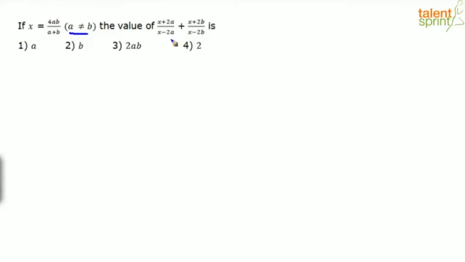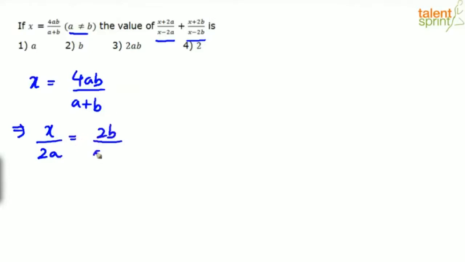Asking us to find the value of (x plus 2a) by (x minus 2a) plus (x plus 2b) by (x minus 2b). Let me give an idea on how to solve it using the conventional method. We have x equals 4ab by a plus b. Let us divide both sides by 2a. So what do we get? x by 2a equals 2b by a plus b.